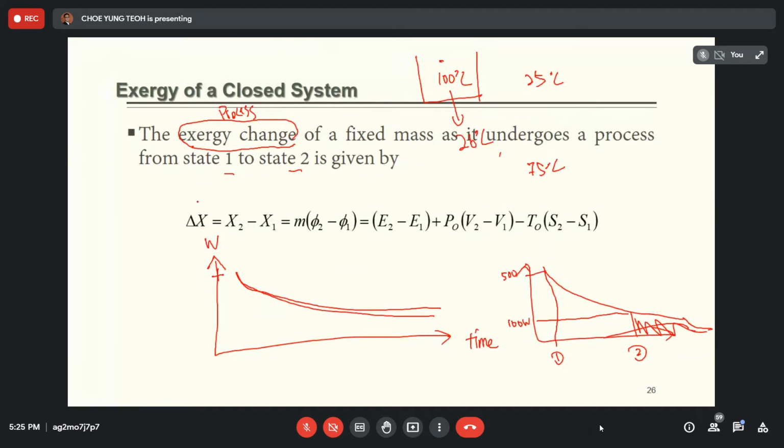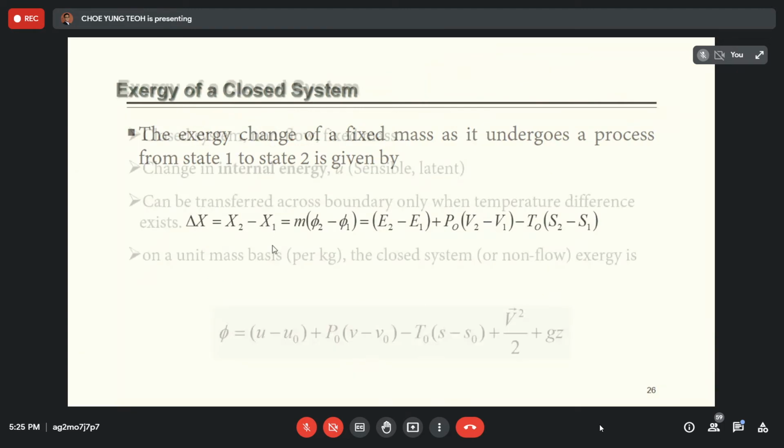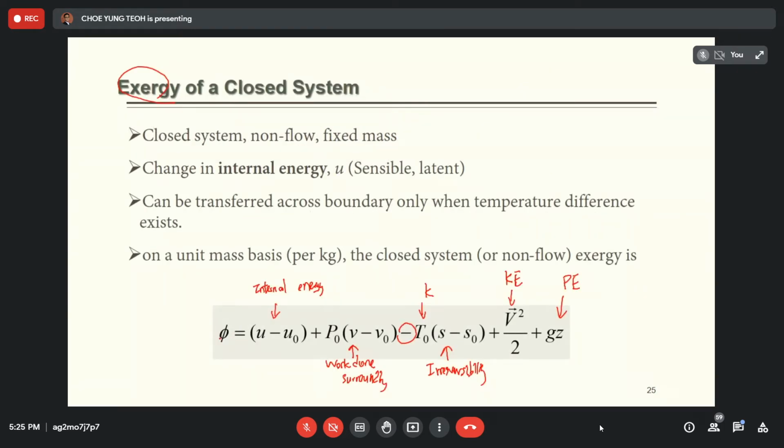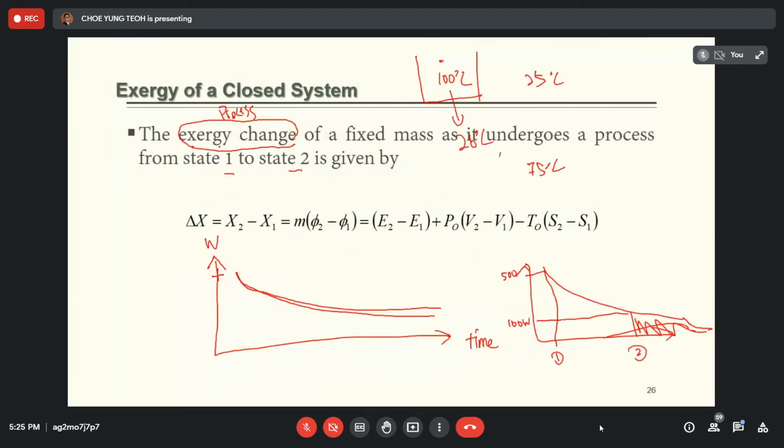So first, we can put this exergy change as X. Because of the exergy change, for this one we don't put X, we put phi. And this has the unit of kilojoule per kg. But if you need to calculate the exact exergy change, you need to multiply with the mass m. You can see that it is m multiplied with phi 2 minus phi 1. So this is the exergy you have at the final state minus the exergy you have at the initial state.